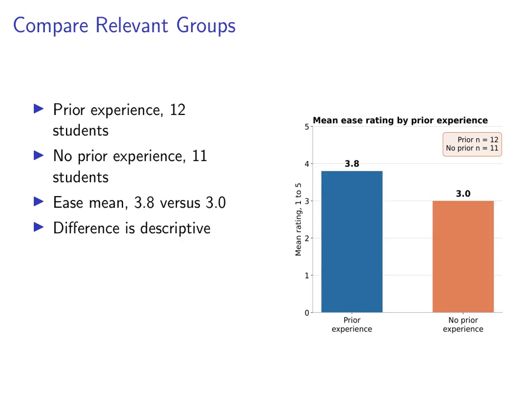The groups are small, and the students were not randomly assigned to have prior experience. We can say that ease ratings were higher in this sample among students with prior experience. We cannot say that prior experience caused the difference.